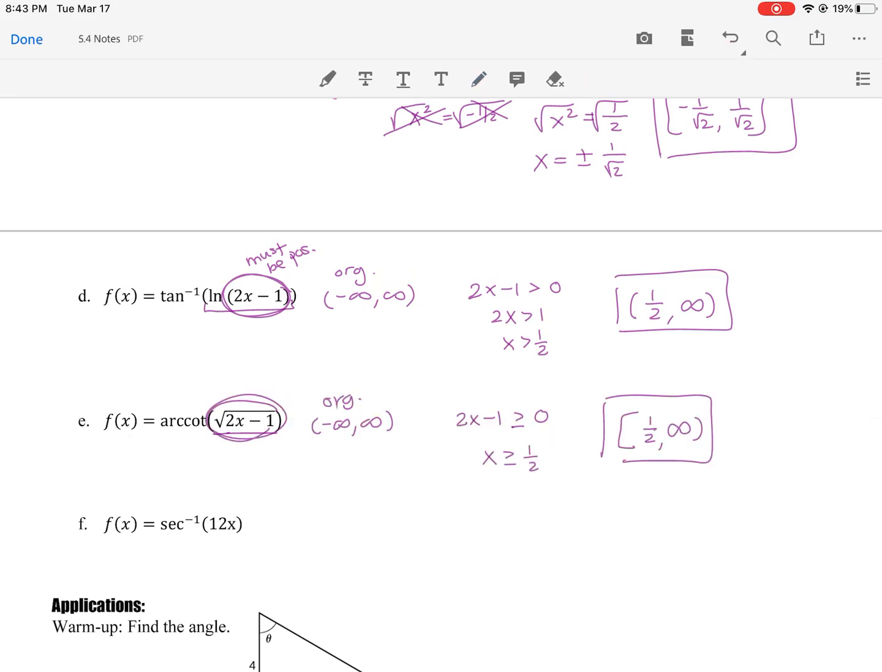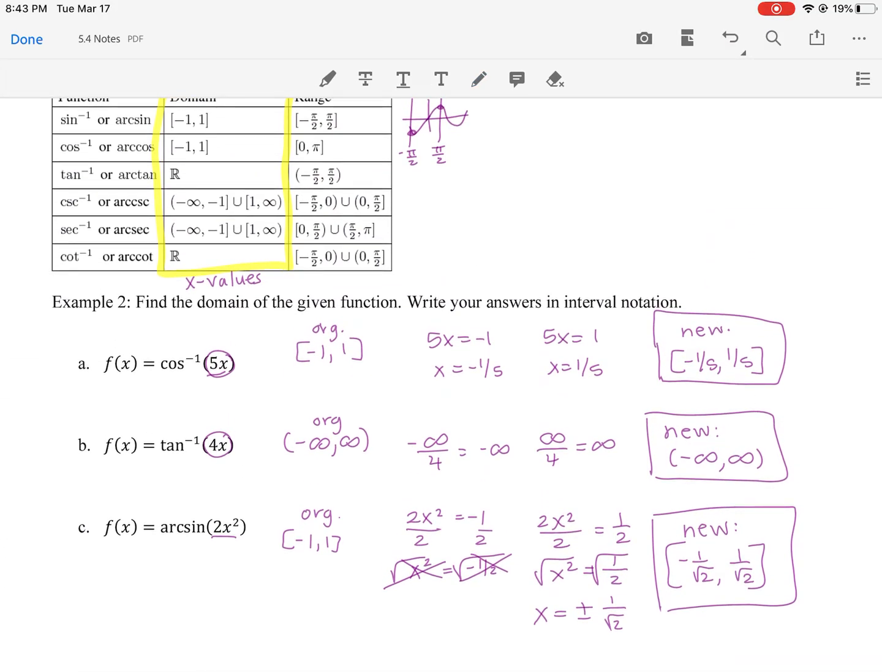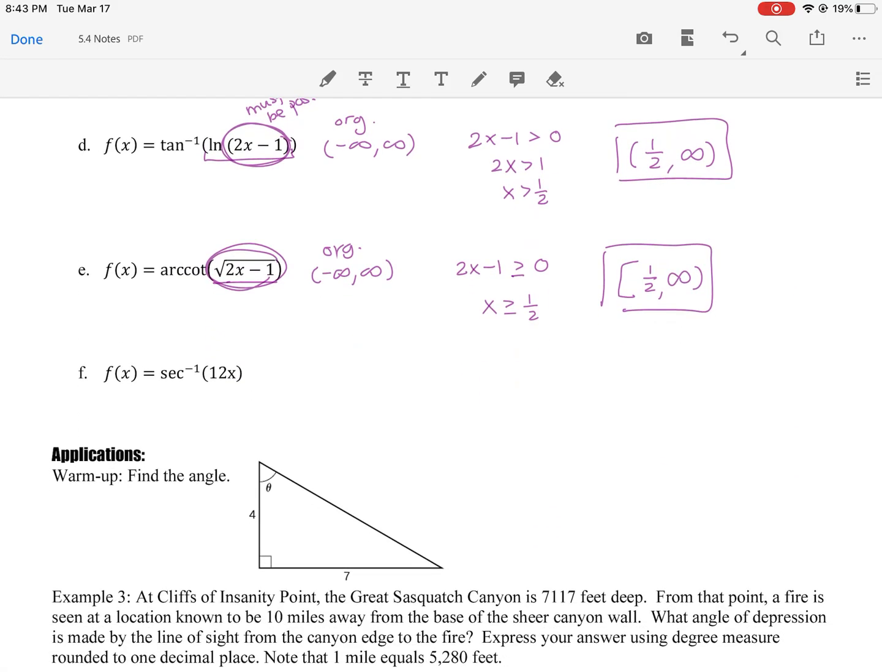Last but not least, secant. So secant's a little bit funny. If you look back up here, remember it's the one where it's basically anything besides negative 1 to 1. So if your original is from negative infinity to negative 1, and then you do union 1 to infinity, think about how 12x will impact that. What did we do in the other problems? Well, to undo that 12, we divided by 12.